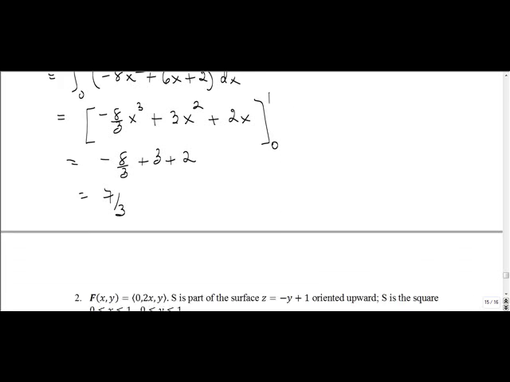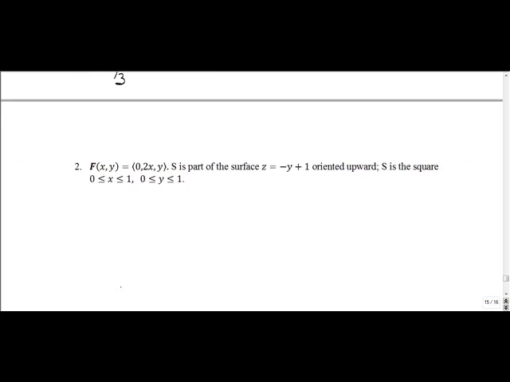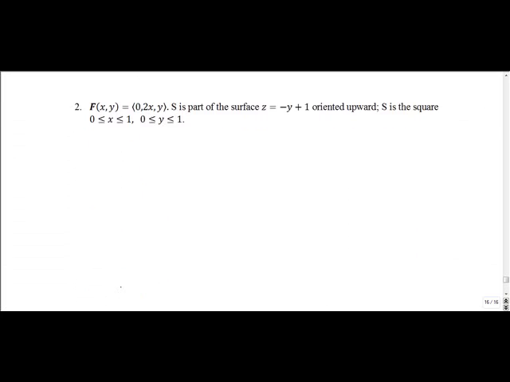Okay. So the vector field is 0, 2x, y. S is a part of the surface z equals negative y plus 1 oriented upward. And the square is between 0 and 1. I don't know why I'm saying above the square. I have quite a few typos in this. Sorry about that. S is a part of the surface oriented upward above the square. I think when I typed this up, I must have been a little tired.